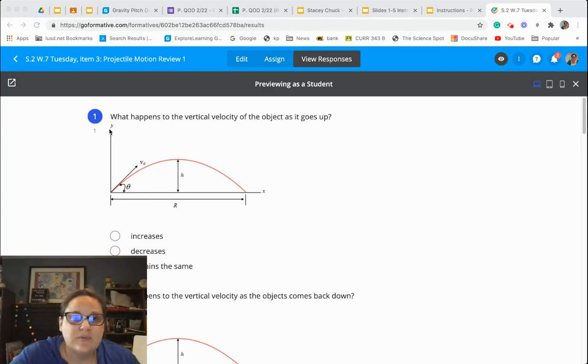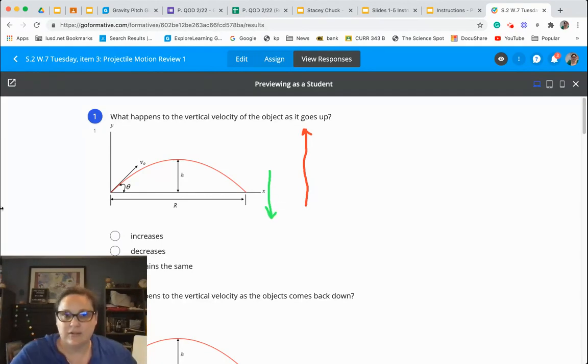So first off, we have what happens to the vertical velocity of an object as it goes up. An object that is thrown into the air, let's say straight up, is traveling against gravity. So I'm going to show gravity as a green arrow downward towards the ground. This downward arrow shows the force of gravity. The upward arrow shows the path or the velocity, the initial upward velocity.